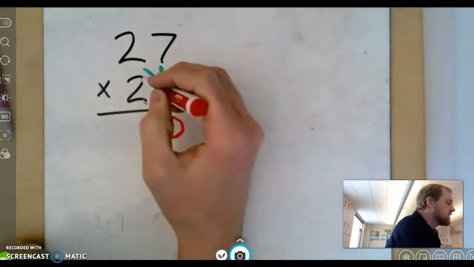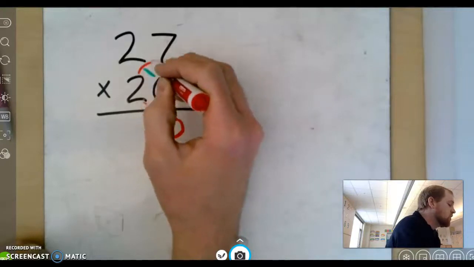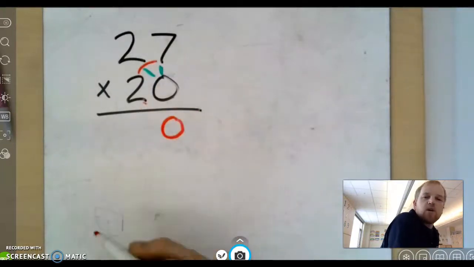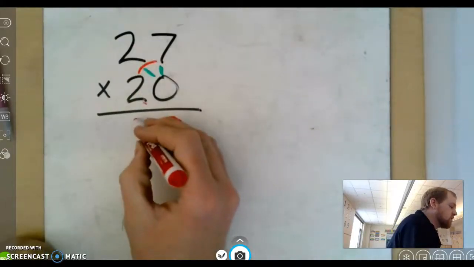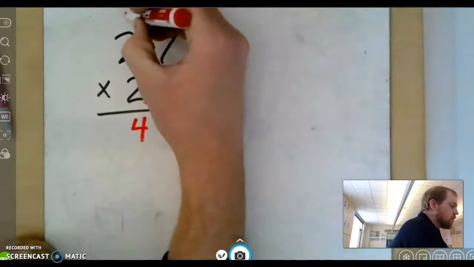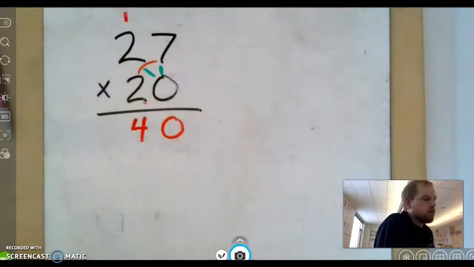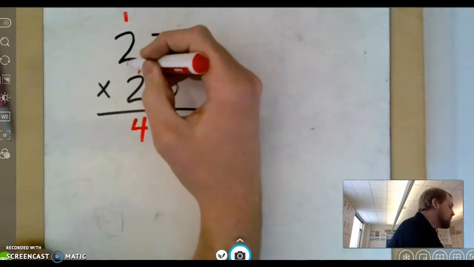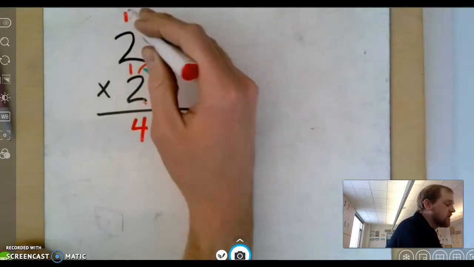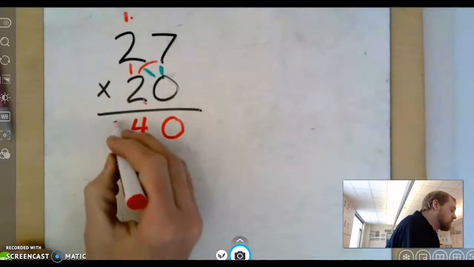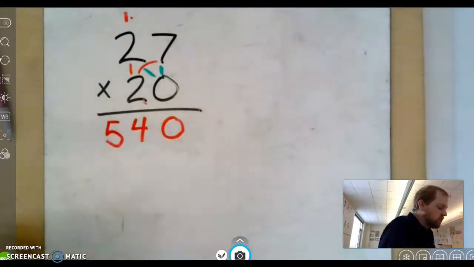So now I'm going to take my 10s and multiply my 2 by my 7. When I multiply 2 by 7, I know I get 14. I can't put my whole 14 down here. So I put my 4 here and my 1 up top, just like I did in chapter 4. And now I'm going to finish it off by multiplying my 2 times 2, which I know is 4. I need to add my 1, so I get 5, and I would end up with 540.